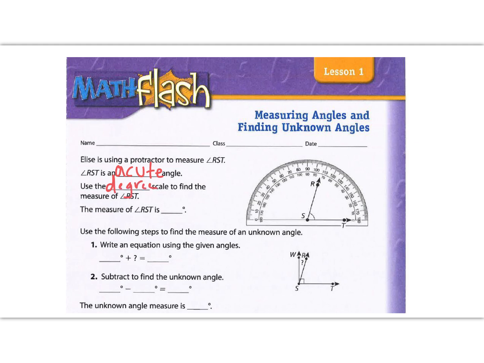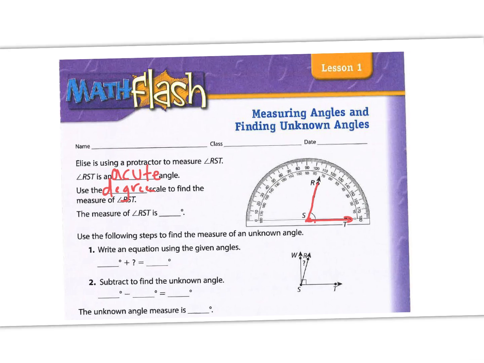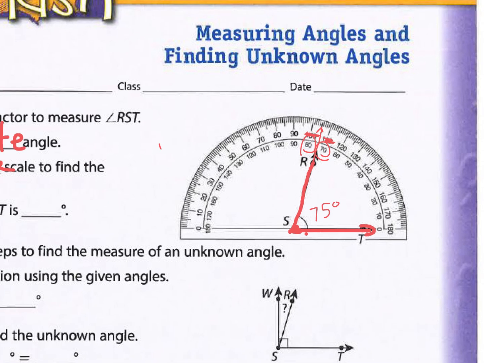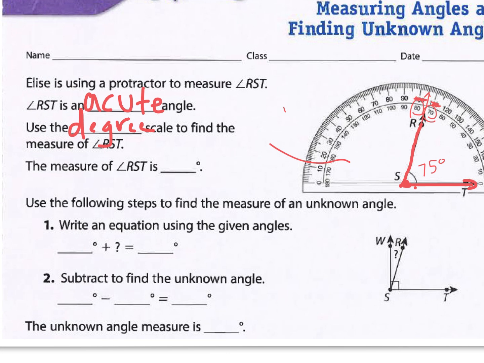So the measure of RST, so look here, they started and they went this way to 0, and then they went up here. And so then we're going to measure, and we know that it's less than 100. I'm going to zoom in here so you can see this better. We know that it is less than 100 degrees, or 90 degrees, so we're not going to use those numbers. We're going to go in between 70 and 80. So if we continue with this line and it goes right to that center one, this angle is 75 degrees. So we'll zoom back out and we'll write the measure is 75 degrees.